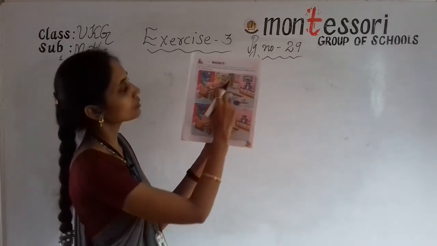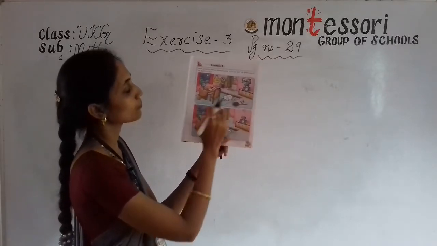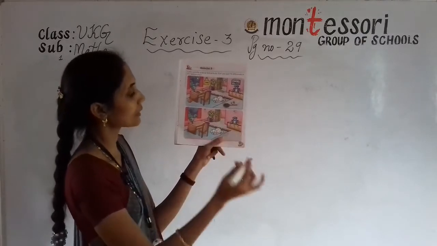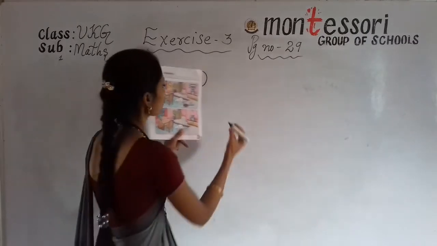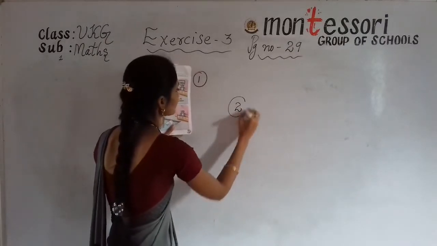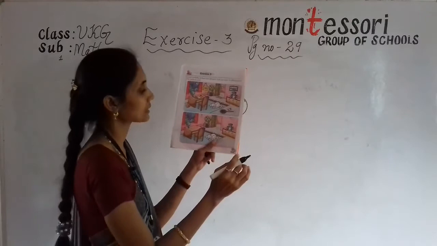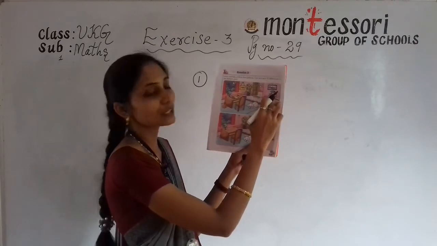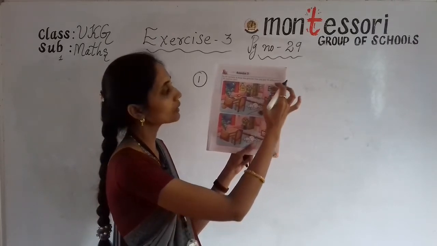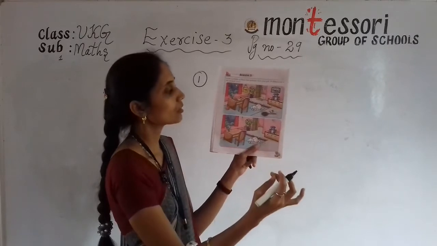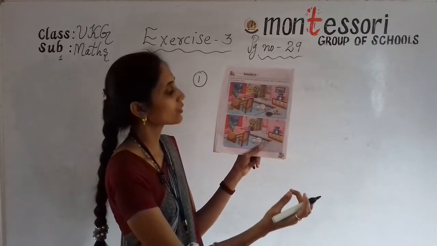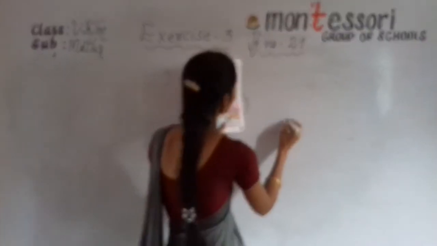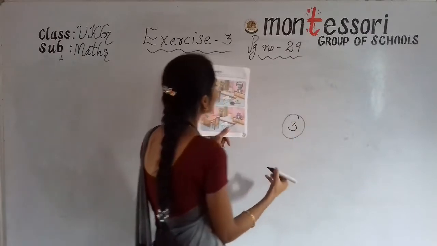Next one, near the door. What is that? Floor mat. Can you see the floor mat in the second picture? No. So there you have to write the number 2. Next, look at the table. The teddy bear is there on that table, no? Upon that teddy bear, what is that? Frame. Can you see the frame in the second picture? No. So there you write down number 3.